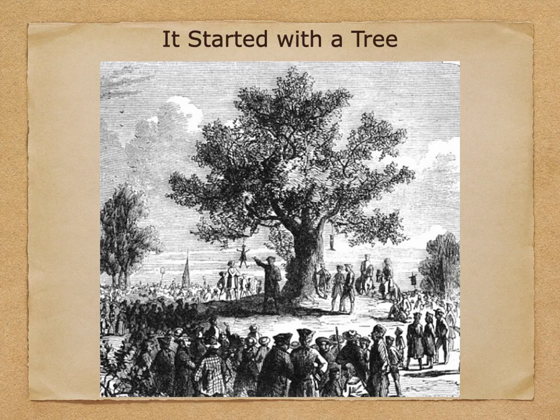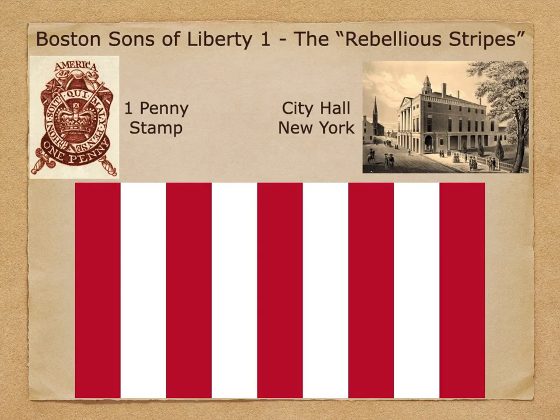Our flag, as we know it, started with a tree. In 1765, Sons of Liberty groups formed all over America to organize protests of the Stamp Act. Boston's group met under an elm tree near the Boston Common. In that same year, 9 of the 13 colonies sent delegates to the Stamp Act Congress in New York to organize America's resistance to the hated Stamp Act.